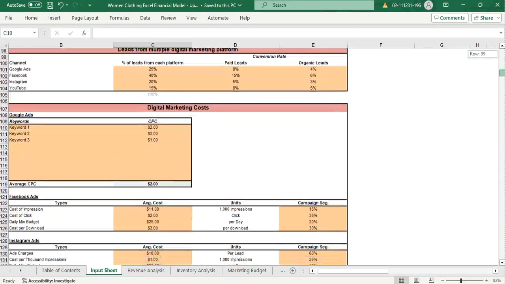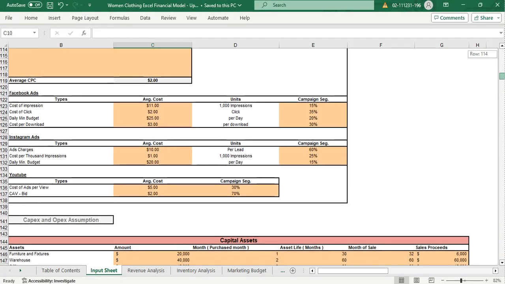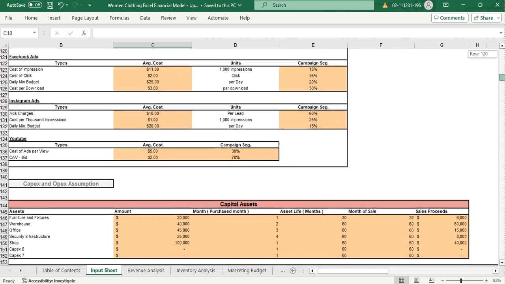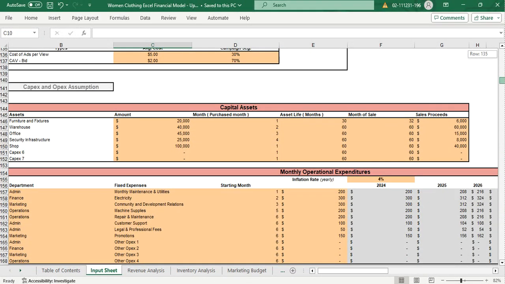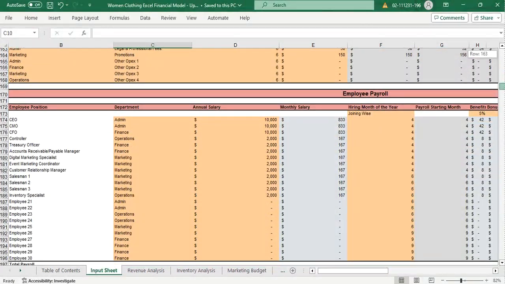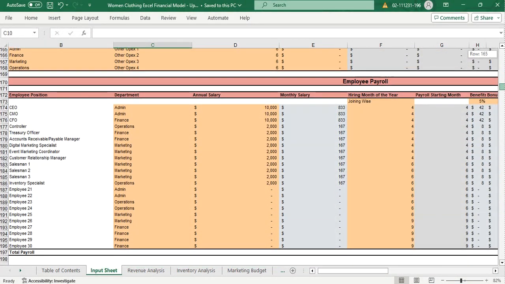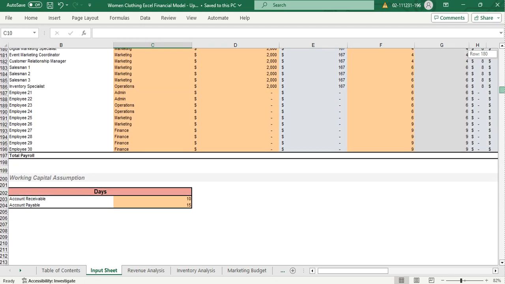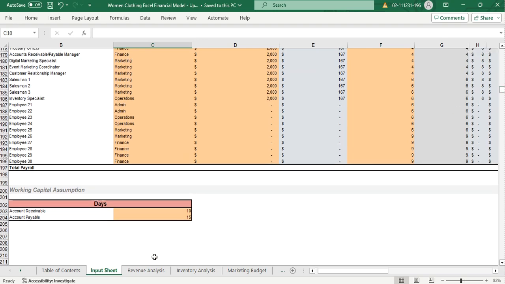Moving on, we have the marketing assumptions, such as Instagram ads, Facebook ads, YouTube, etc. Then we have the capital expenditure assumptions and the operating expenditure assumptions. Moving on, we have the employee payroll assumptions, which include the annual and monthly salary of each employee. Lastly, we have the working capital assumptions, which include the account receivable and account payable.